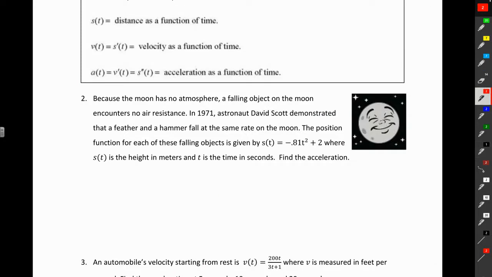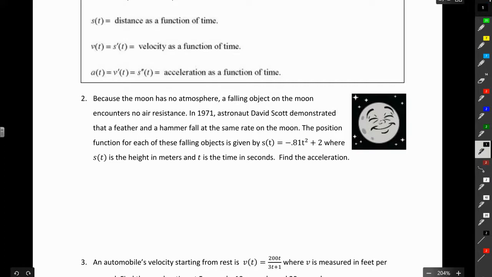All right, on this next page, we have distance, velocity, and acceleration relationships. s of t equals the distance as a function of time. If I take the derivative of s of t, I'll get the velocity as a function of time. If I take the derivative of v of t, which is really the second derivative of s of t, I'll get the acceleration as a function of time. So first derivative, velocity, second derivative, acceleration. So let's take a look at some problems here.